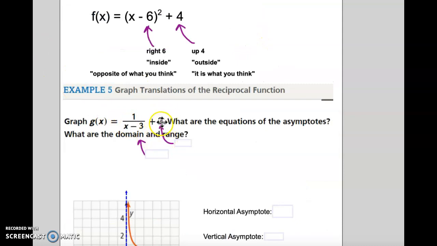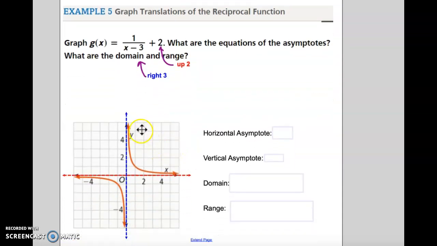So because it's considered on the outside, that plus 2 I know moves vertically up 2. And the minus 3 on the inside moves horizontally, and it's the opposite of what we think, so right 3. I need to figure out these transformations first, because that's how I move my asymptotes. Okay, so right now, this is the parent function that's graphed, and that's where the function starts.